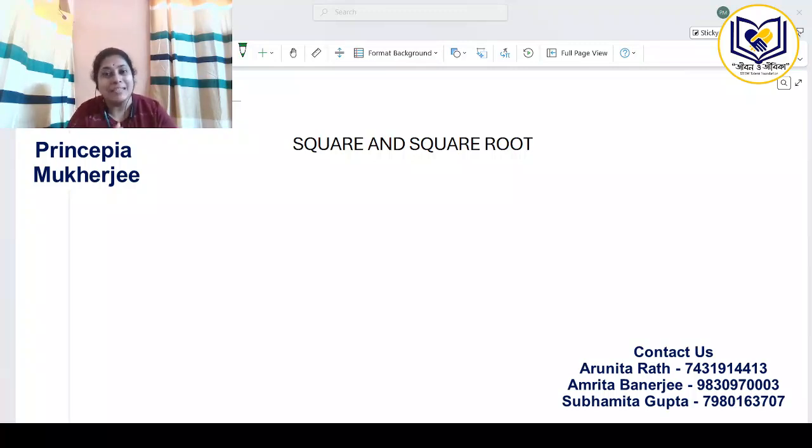We will start our class with this topic, square and square roots. Okay? So now, first of all, we need to learn what is a square of a number. Okay? So for this, I am taking one example first.